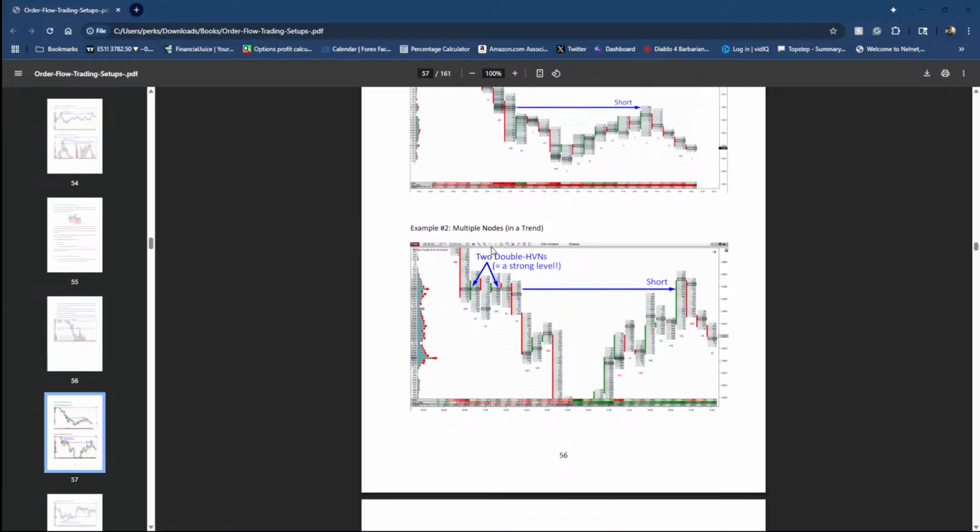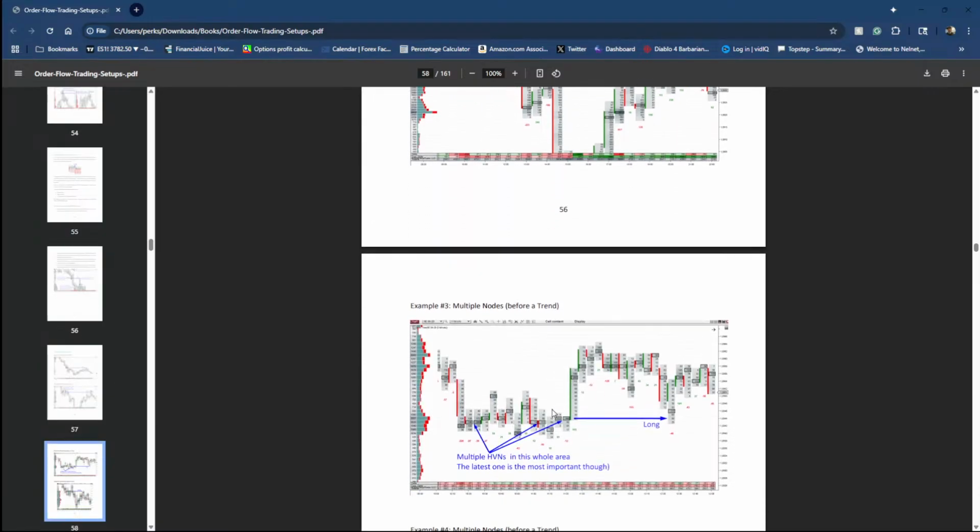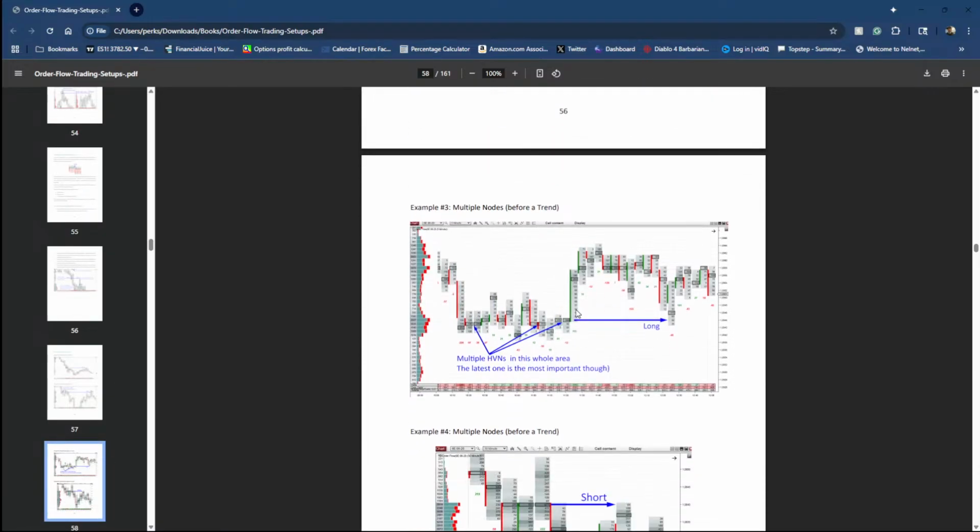Same thing. This is multiple nodes in a trend where we're already trending down. We have a large volume of high volume nodes in this same area right here. Price moves away from it. The next time we come there, you would enter short. This is that, high volume nodes.